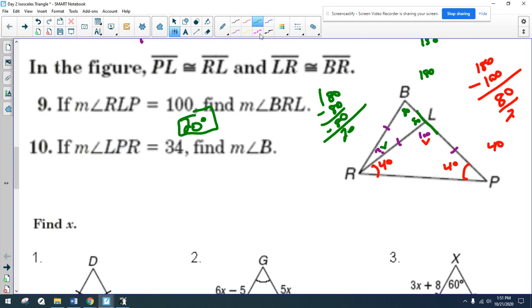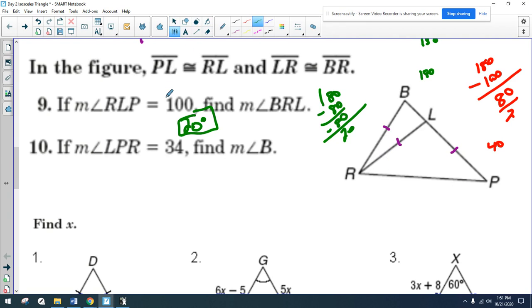Now, LPR, so they're doing something different now. So my purple stuff can stay, but everything else has got to go. Because that purple stuff right there, that was all in the original directions. So that went with both pictures.